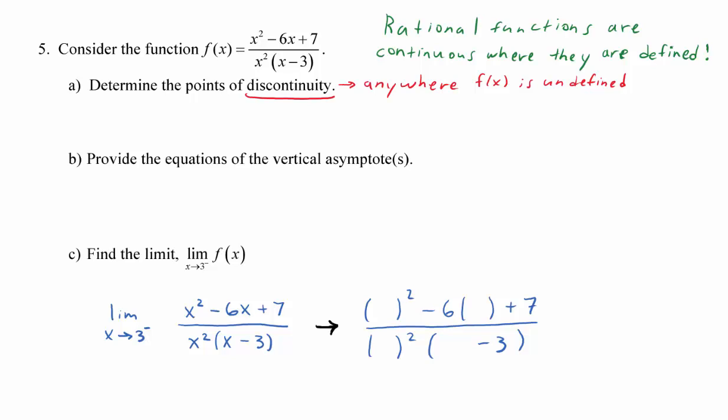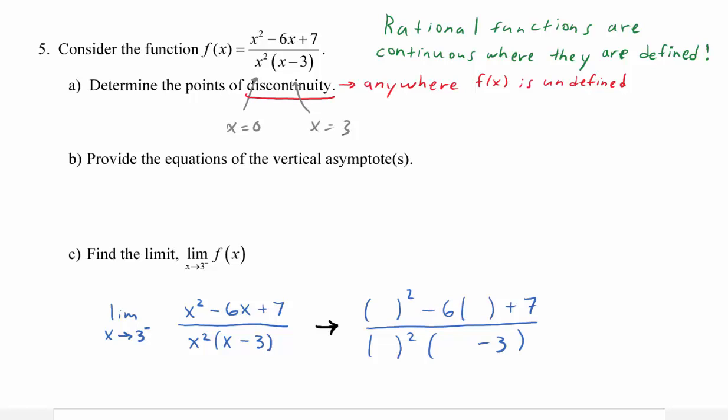Number 5, consider the function x squared minus 6x plus 7 all over x squared times x minus 3. Determine the points of discontinuity. Rational functions are continuous everywhere they're defined. So where is f of x undefined? Well, where the denominator equals 0. So x equals 0 and x equals 3.